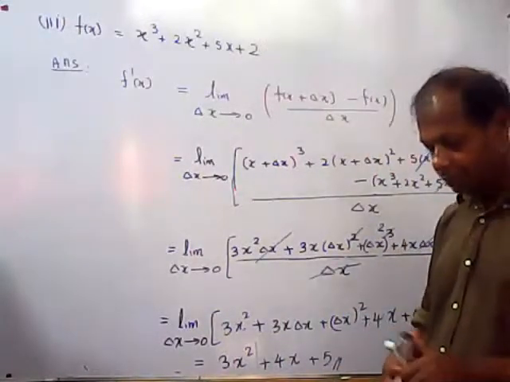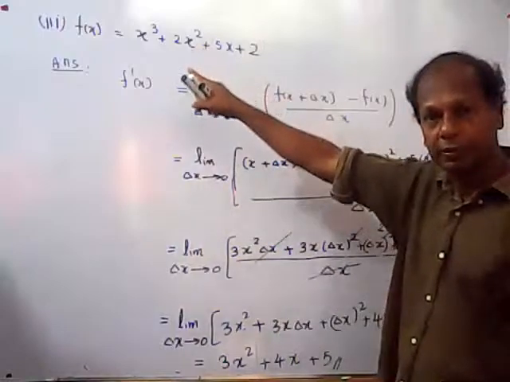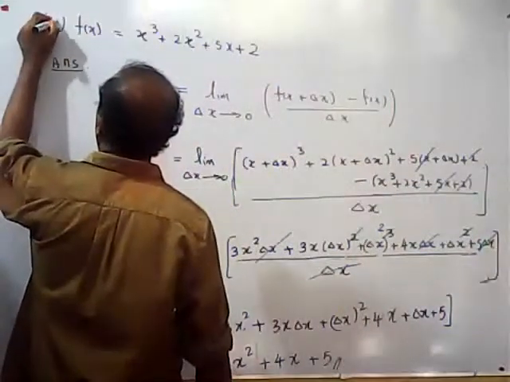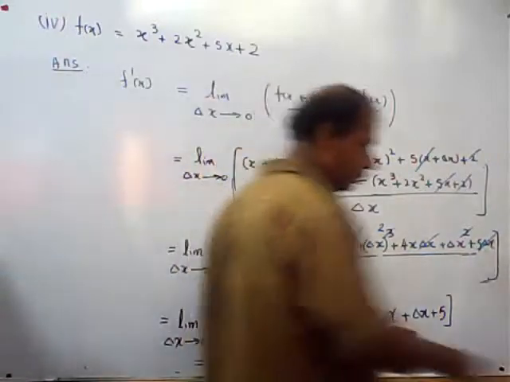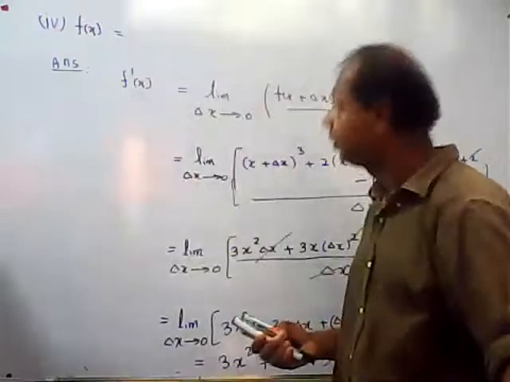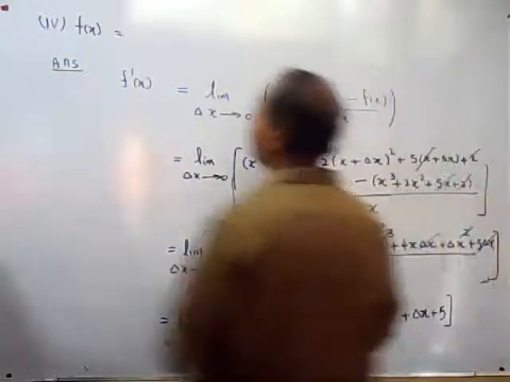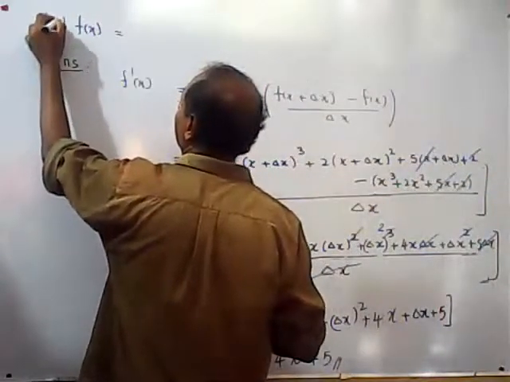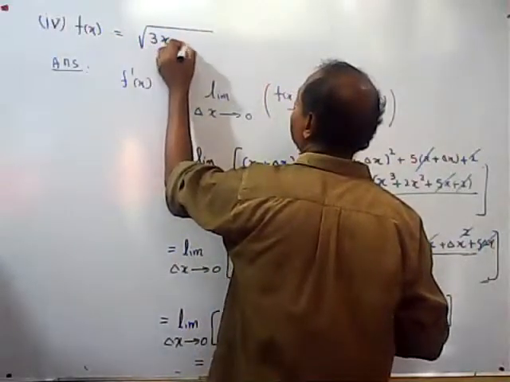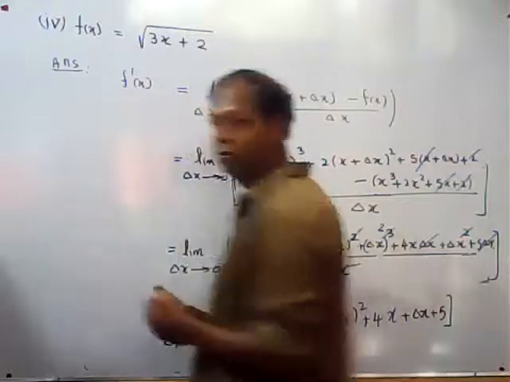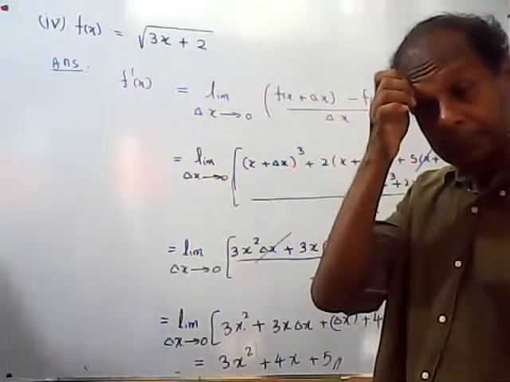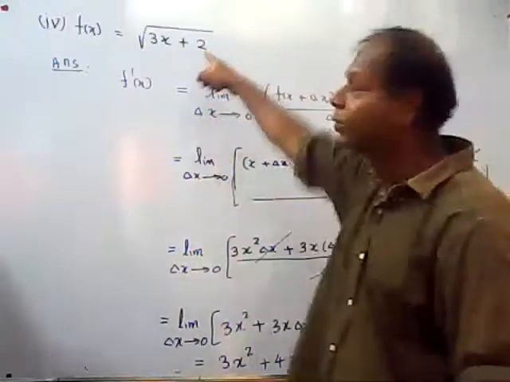Okay? You can finish it, and I'll write the fourth example. The fourth is f x equals square root of 3x plus 2. Square root of 3x plus 2. First finish this, then you can go to the fourth example.